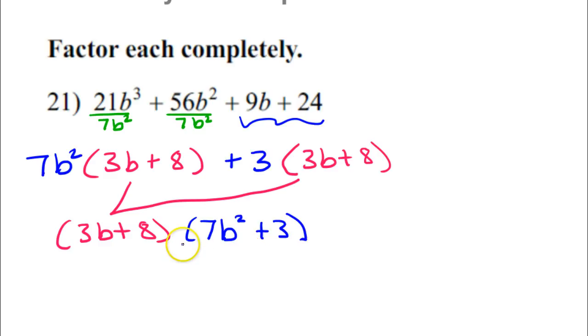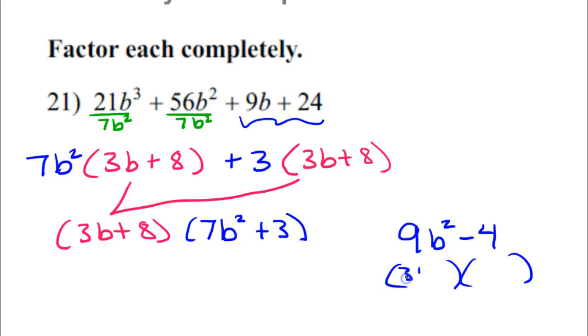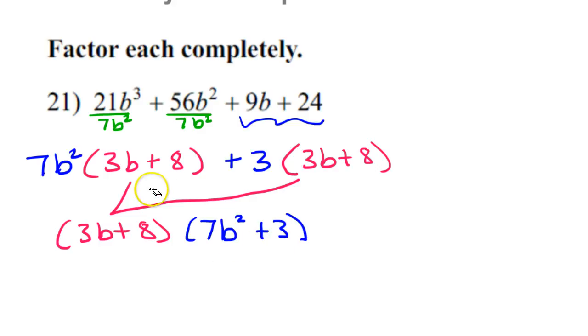Now, sometimes the leftover part can be factored more. So, for example, if I had 9b squared minus 4, this could factor more, because this would be 3b plus 2 times 3b minus 2, the difference of two squares. But that's not what we have happening here. 7b squared plus 3 cannot be factored any further. So that's why this is your final answer.